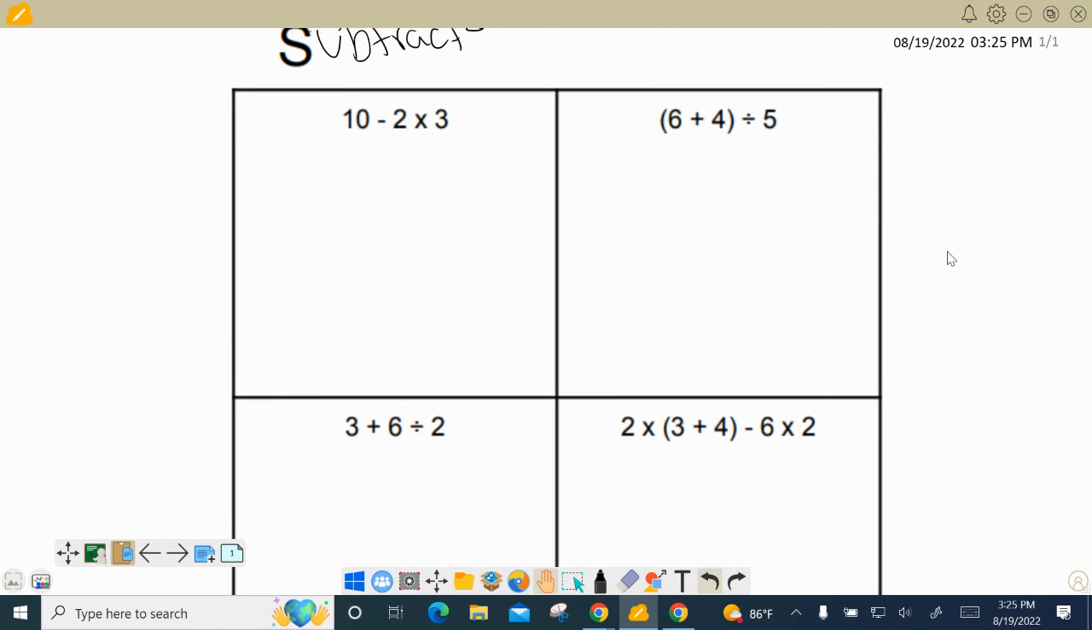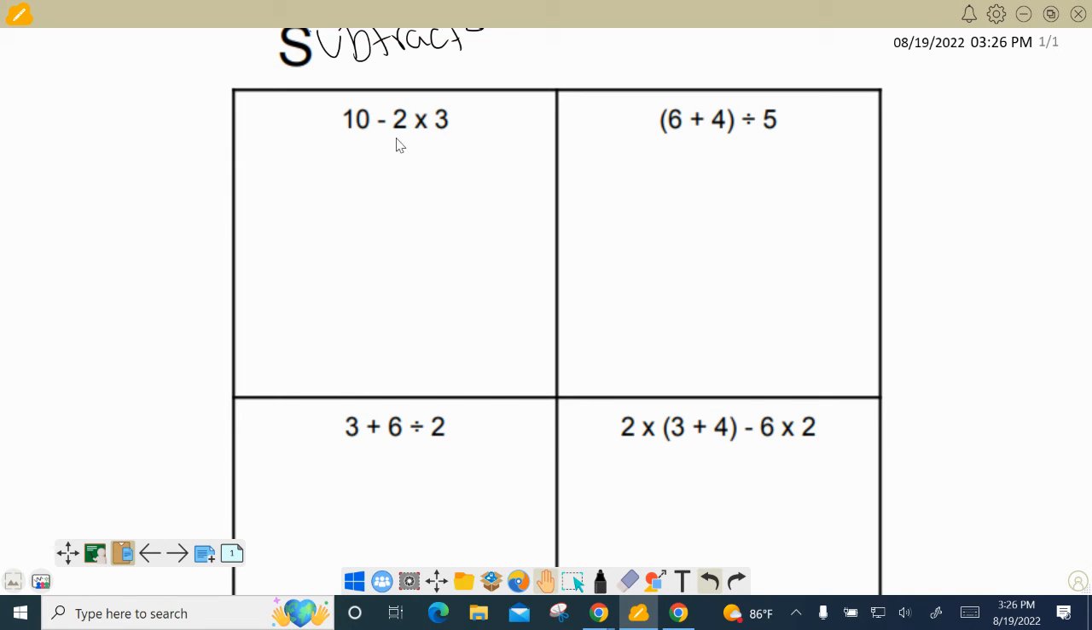Now, the most important thing, other than remembering what order to do things in, is to keep it super neat. By the end of the problem, you should have a beautiful upside-down triangle. So let's go ahead and get started with this first one. All right, we've got 10 minus 2 times 3. So with our PEMDAS, we're going to say parentheses first. There's no parentheses. Exponents next. There's no exponents. Multiplication and division in the same step.